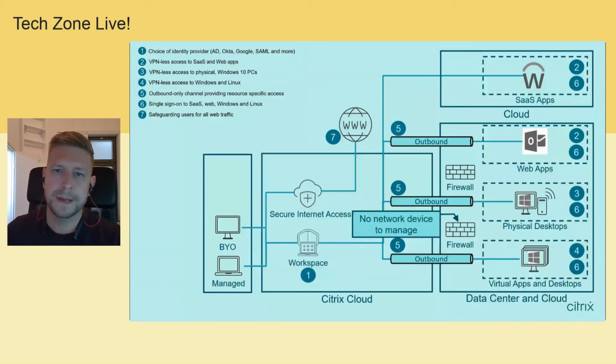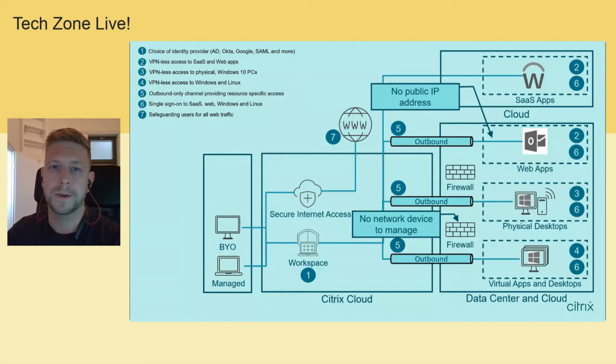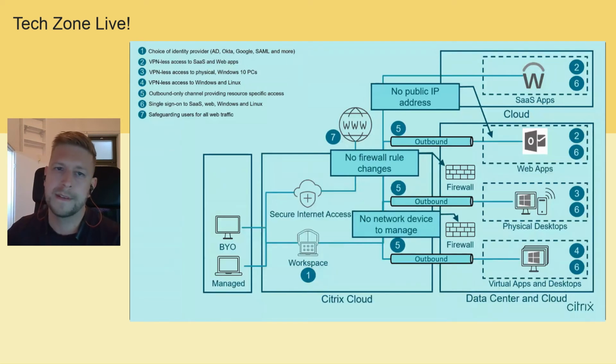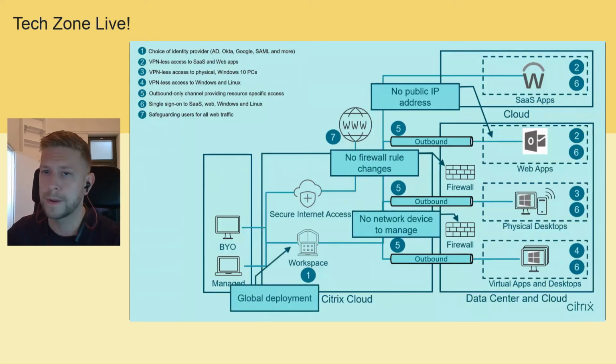But this essentially means, right, that there are essentially no network devices to manage because we do have the connectors that provide that VPN-less access. There are no additional public IPs you need to configure and so on, again, on the topic of attack surfaces, which of course also means there are no firewall rules you need to change. And since Workspace itself is a SaaS offering from us, it's also a global deployment. So it's quite easy to get started and super easy to actually scale this. And there's not much infrastructure change that you actually have to do in order to provide access to these resources.